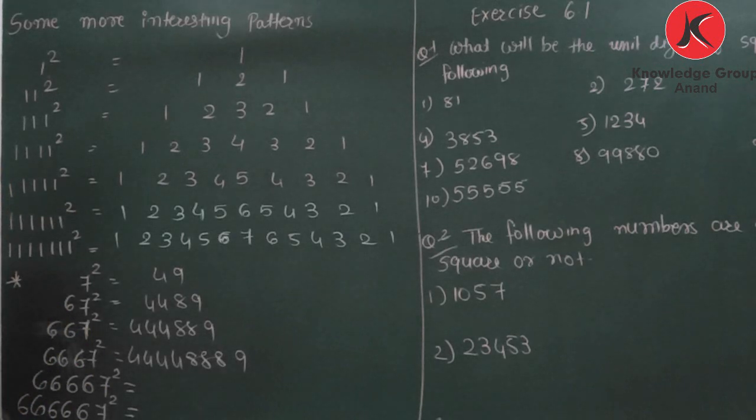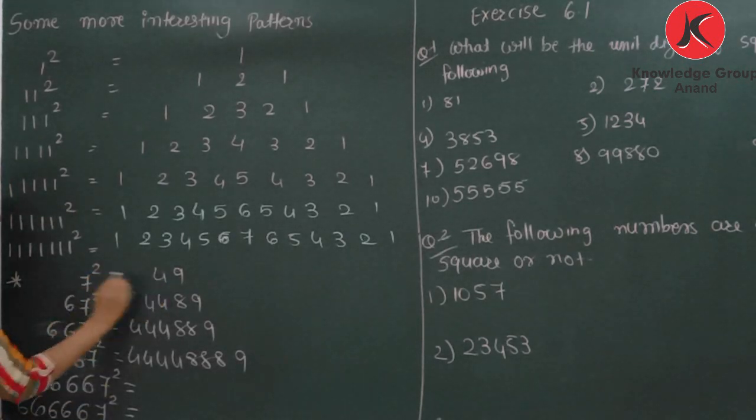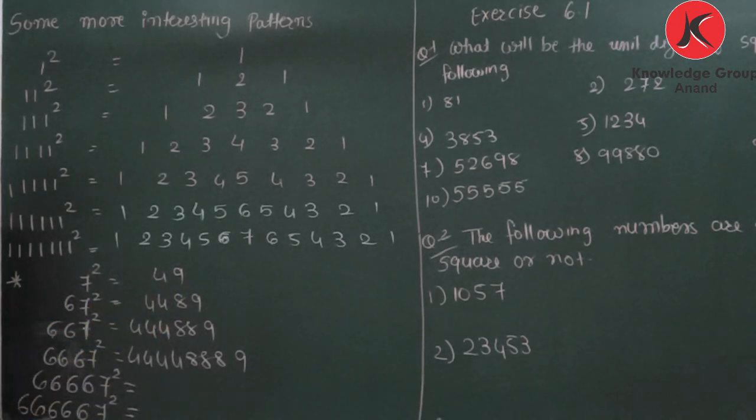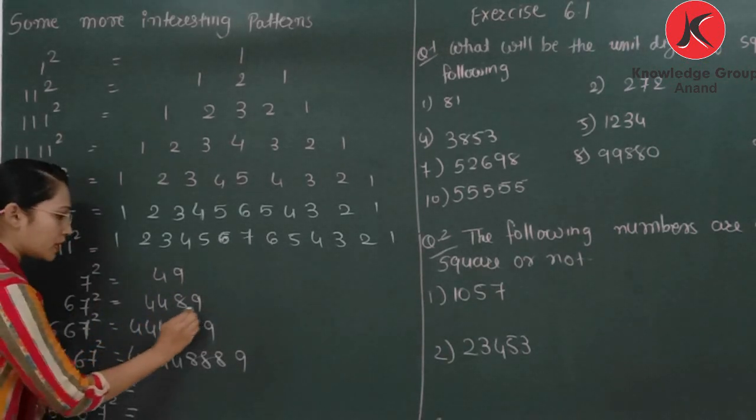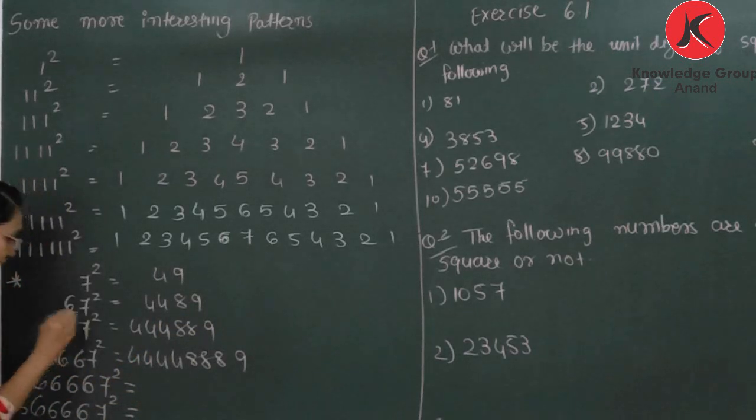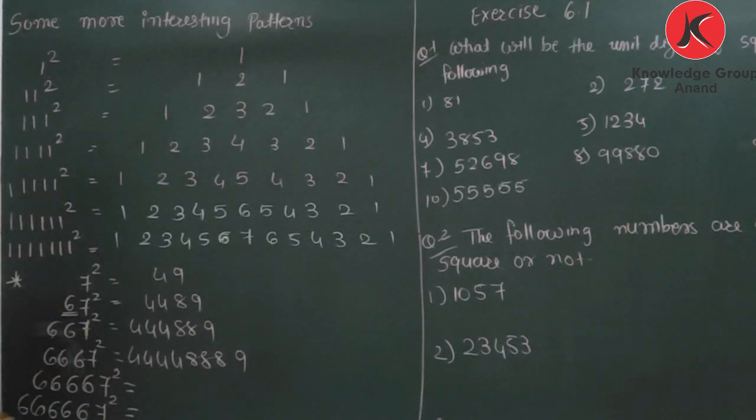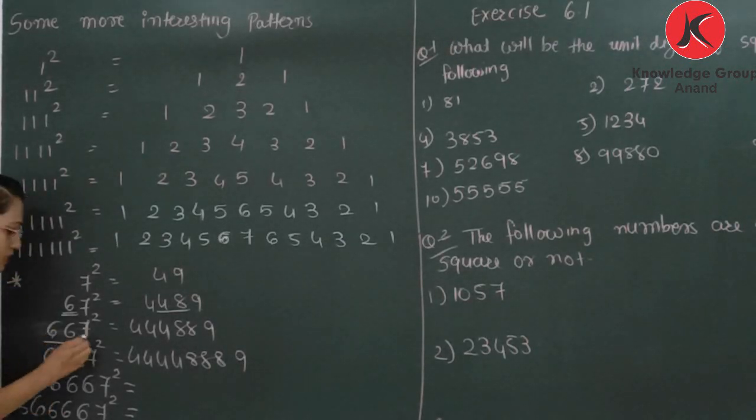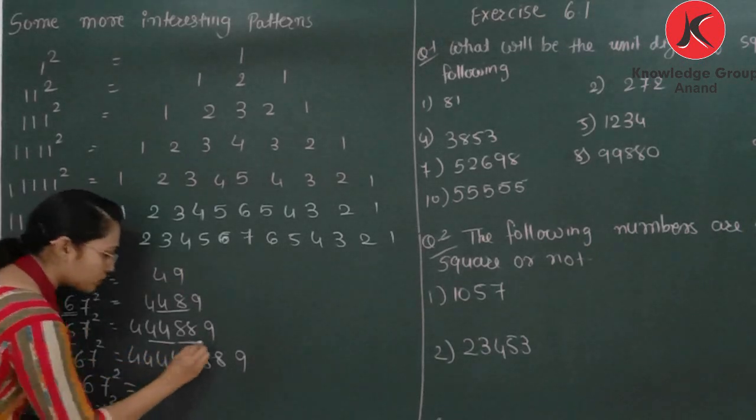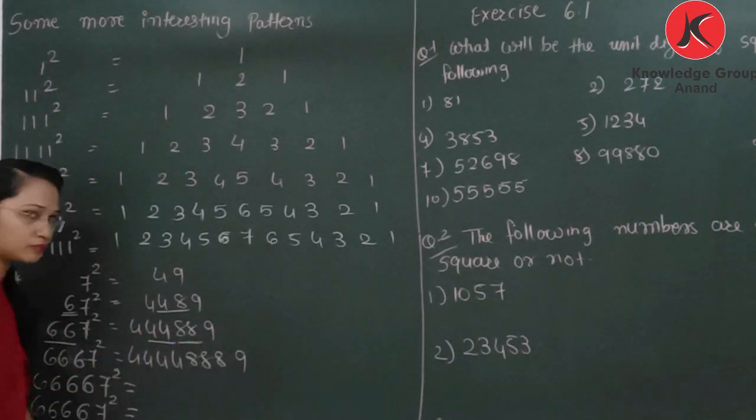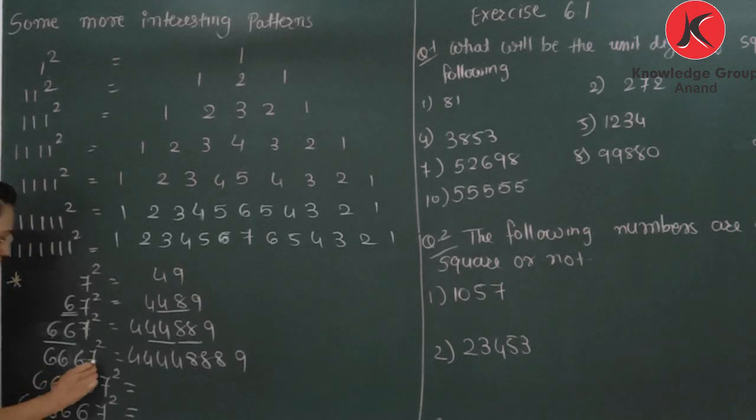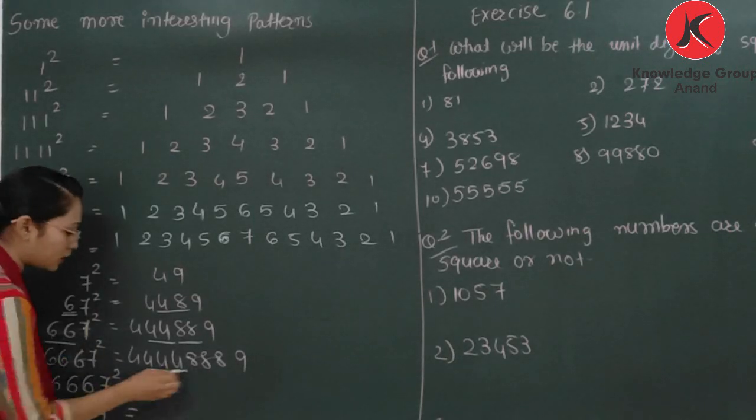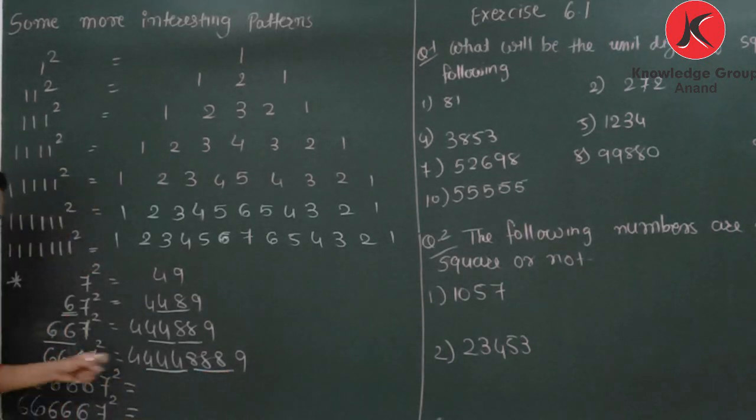One more pattern is given. 7 square can be written as 49. 67 square can be written as 4489. So if we add one 6 before 7, we need to add 4 8 in the center. If we add two 6s, 667 square, so 4 4 4 8 between 4 and 9.